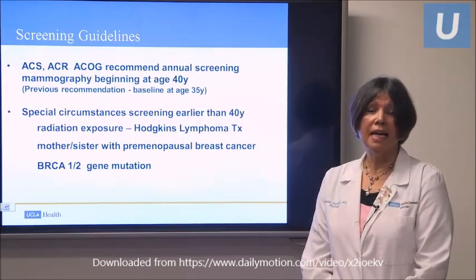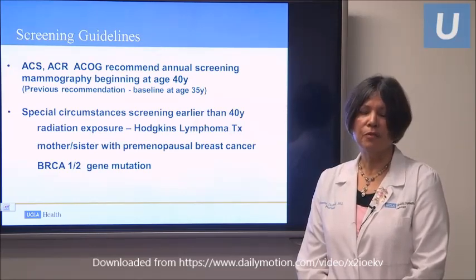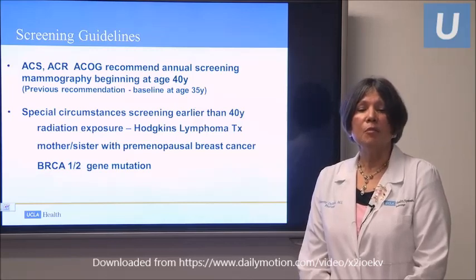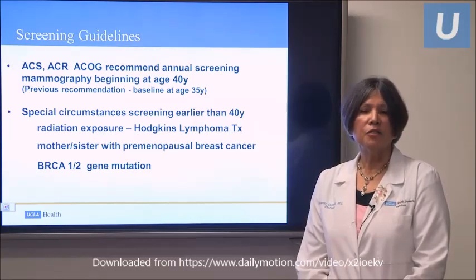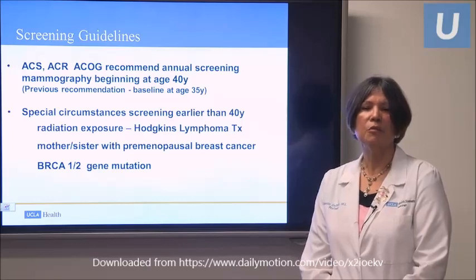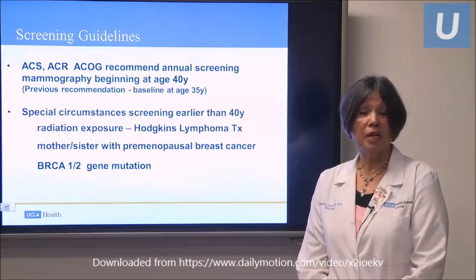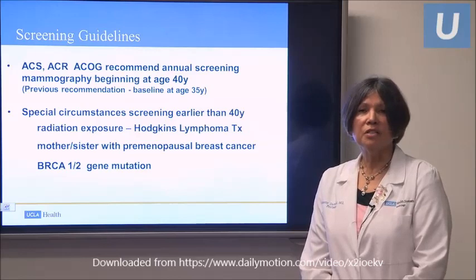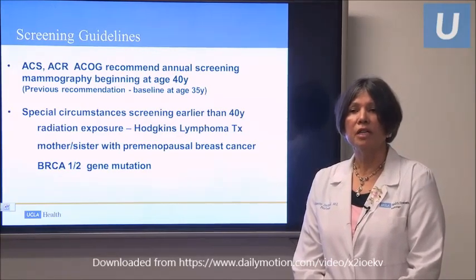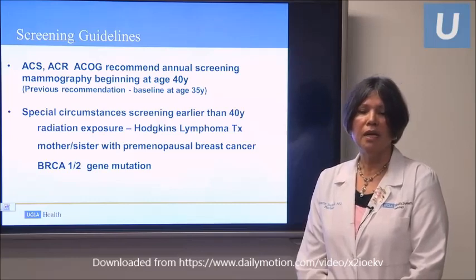The screening guidelines I want to talk about are the screening guidelines for breast imaging. The American Cancer Society, the American College of Radiology, and the American College of OBGYNs recommend annual screening mammography beginning at age 40. Previous recommendations were at 35. Now, with special circumstances, screening still can begin earlier than 40.